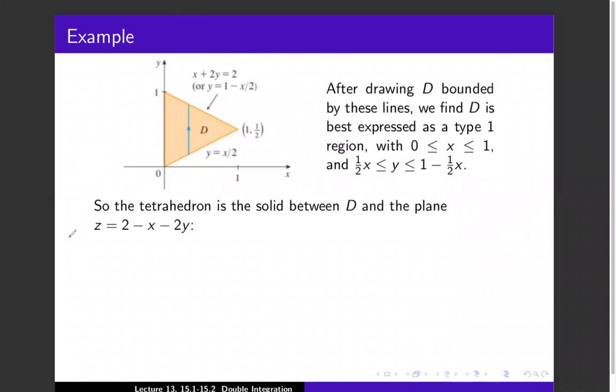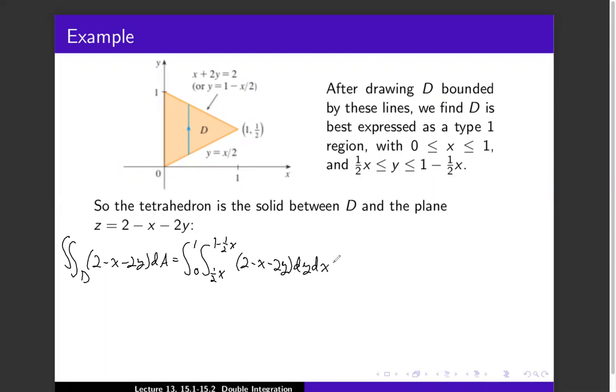We can actually find what the volume is by doing the double integral. Double integral over D of 2 minus x minus 2y dA. That's the same thing as the integral from 0 to 1, integral from 1/2 x to 1 minus 1/2 x of 2 minus x minus 2y dy dx. Going through this, integral from 0 to 1 of, now anti-differentiating with respect to y is going to give us 2y minus xy minus y squared from y equals 1 half x to y equals 1 minus 1 half x, dx.